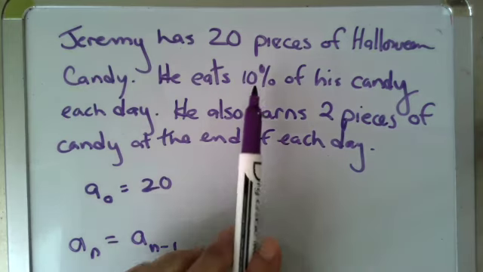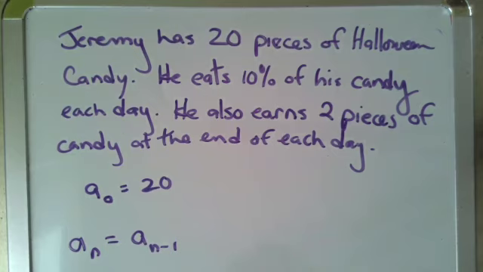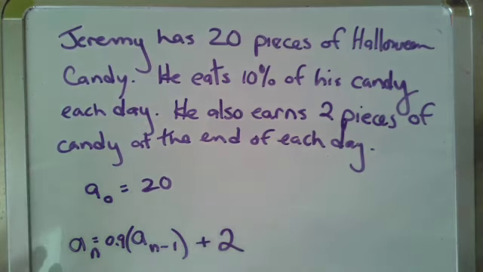Okay, well, we know he eats 10% of his candy. So how much does that leave him with? That's right, that leaves him with 90% of his candy. So I'm going to take 0.9 and multiply that by the candy he had the day before. And then he also earns 2 pieces of candy. So after he does that eating, he gains 2 more pieces of candy. And this rule will allow us to see how much candy he will have each day.